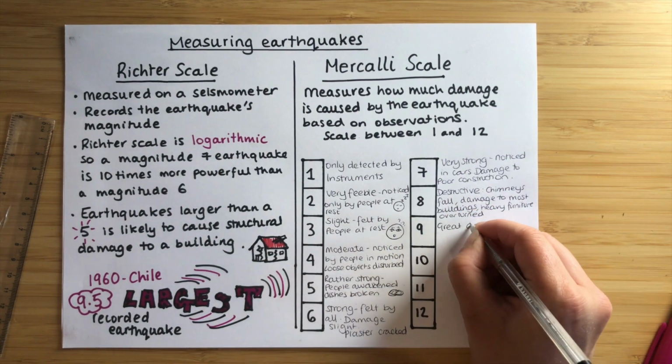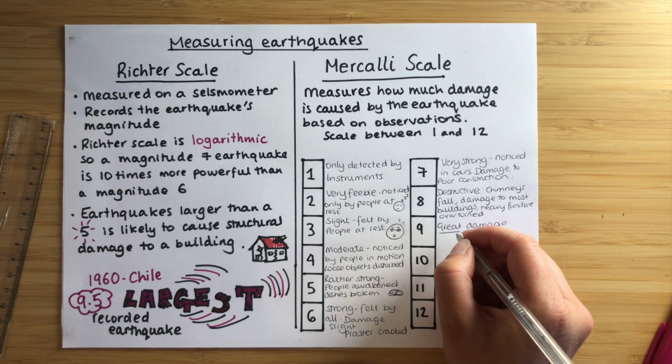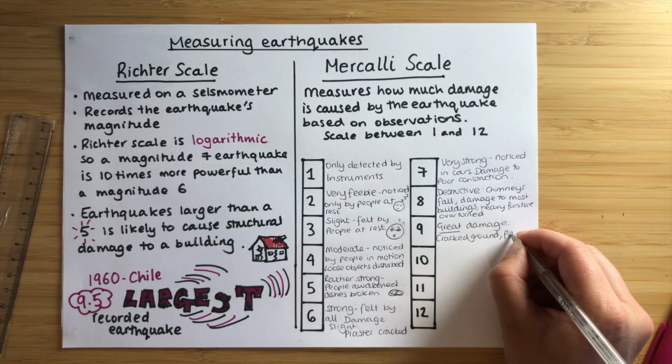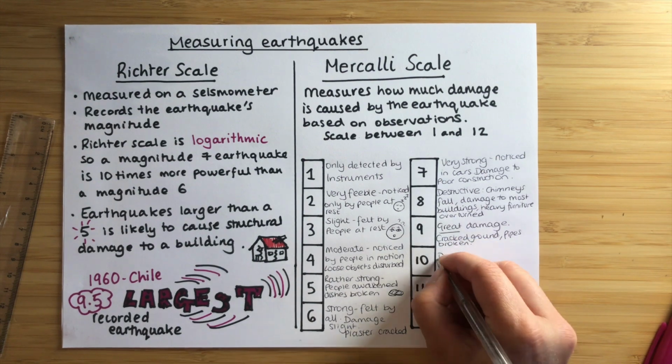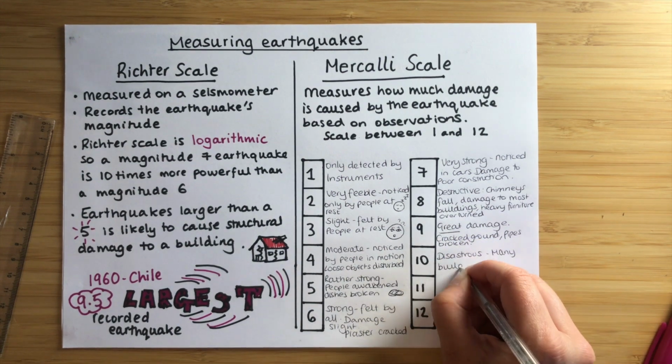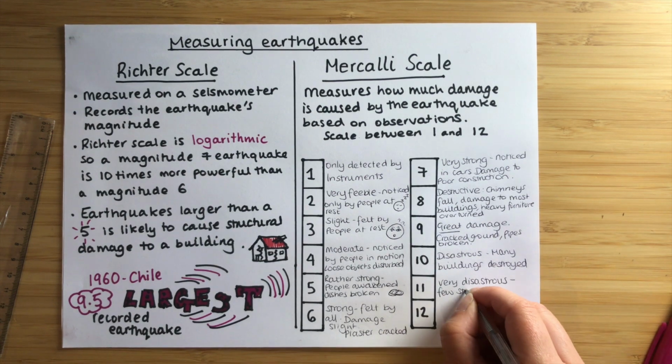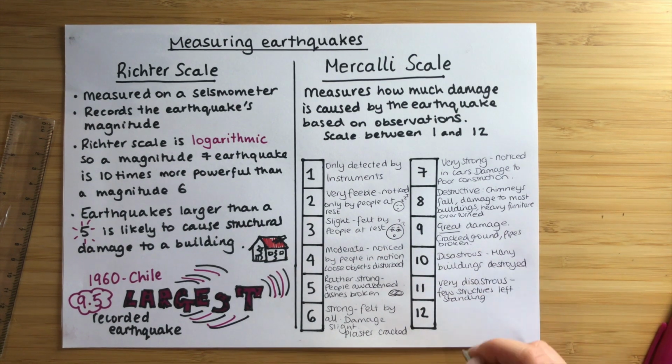9 is where there's great damage to substantial structures, that could be bridges, the ground will be cracked, pipes might be broken, that can also cause fires. Magnitude of 10 is disastrous, many buildings are destroyed. 11 is very disastrous, there are few structures left standing, and finally we have a magnitude of 12, which is catastrophic and there is total destruction.